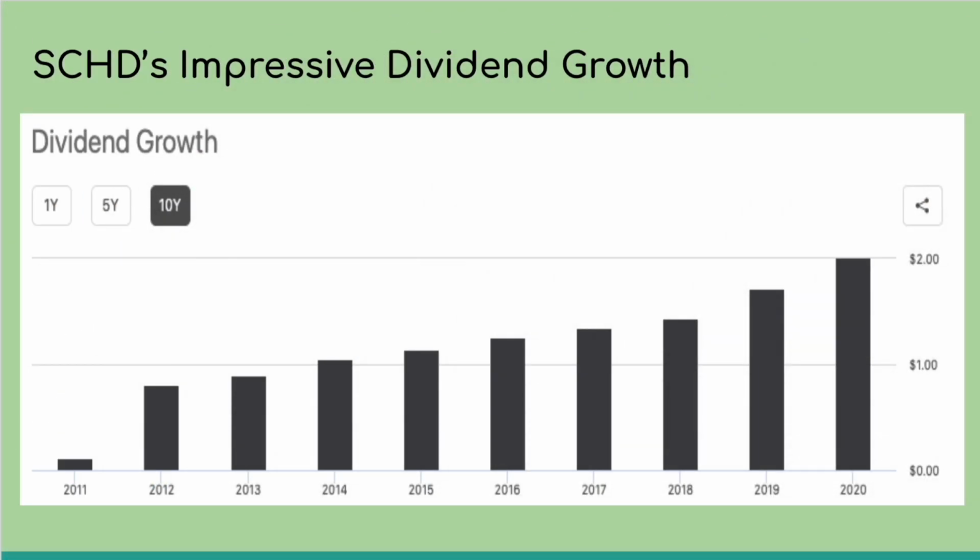What's also amazing about SCHD is their fantastic dividend growth over the past 10 years. Since they do hold companies that tend to raise their dividends every year, that's reflected in their distributions. They went from just 81 cents in 2012 to now $2.02 for every share in 2020. Historically, they have had an average dividend yield of just under 3%.